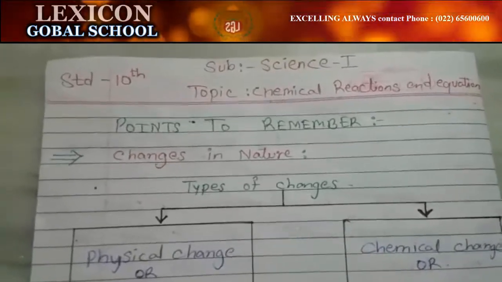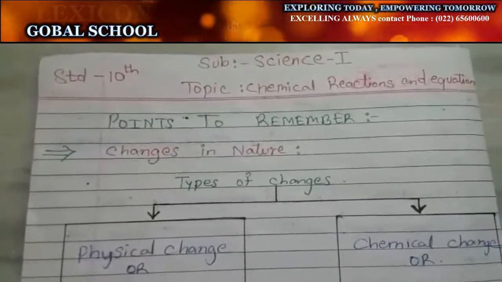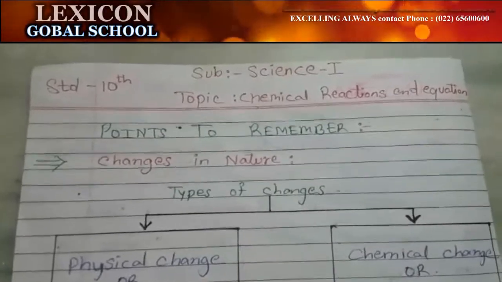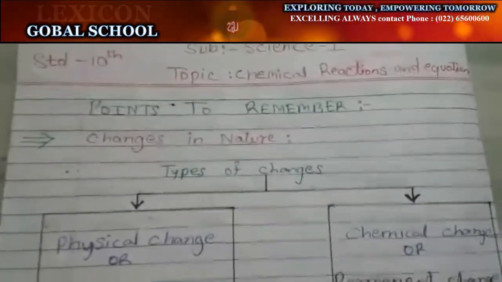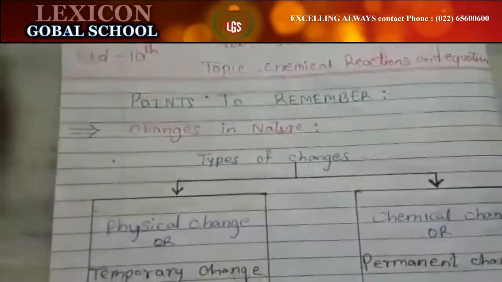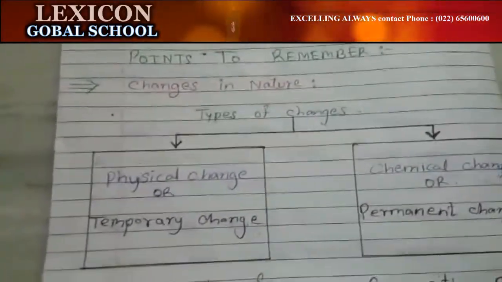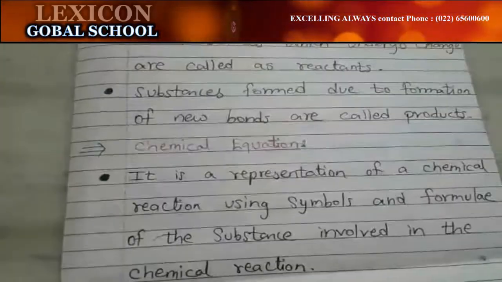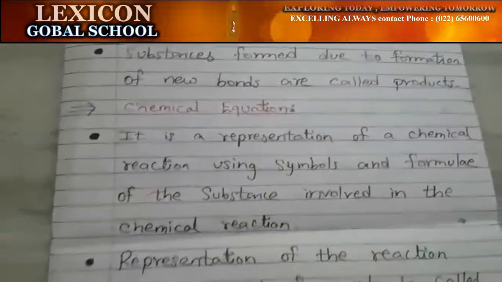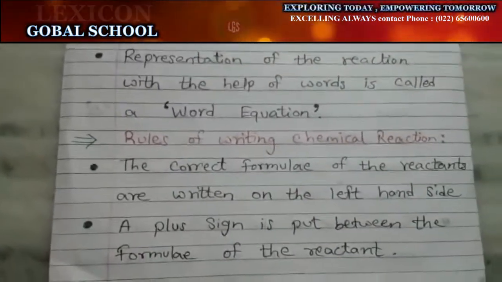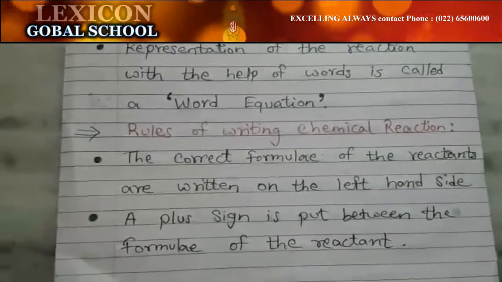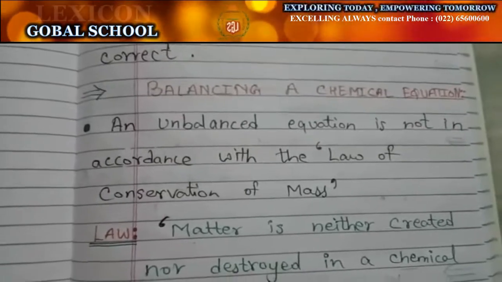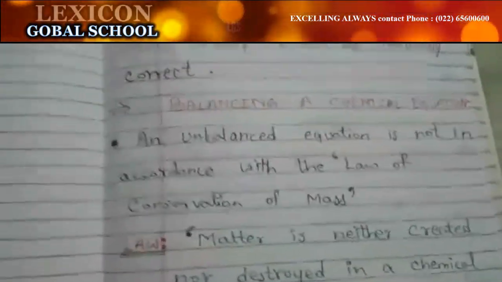Hello students. Today our topic in Science 1 is chemical reactions and equations. In the last section we have seen changes in nature, types of changes, that is physical and chemical change, right? Then we have already seen what chemical equations are. Next we have seen the rules of writing chemical reactions, and today we are going to see how to balance a chemical equation, that is, balancing a chemical equation.